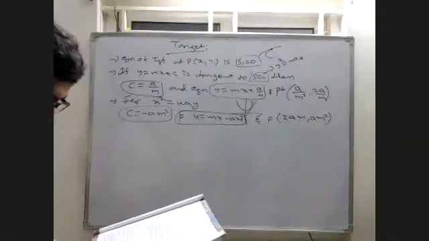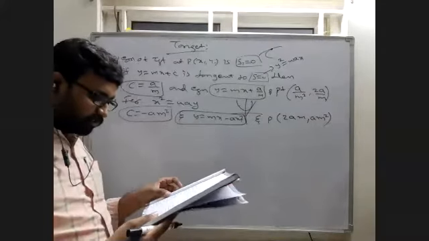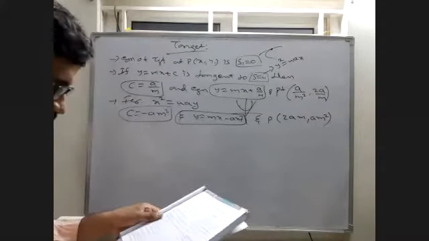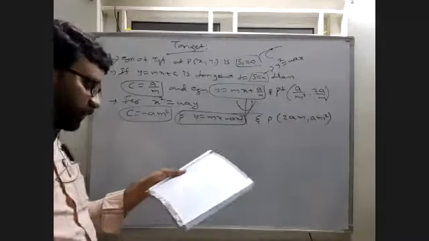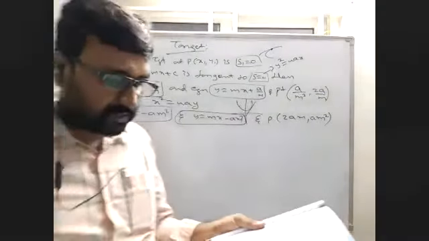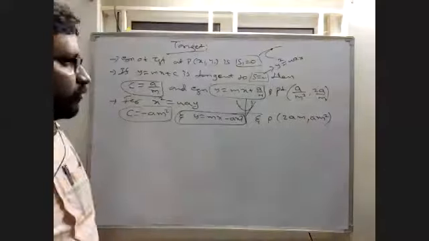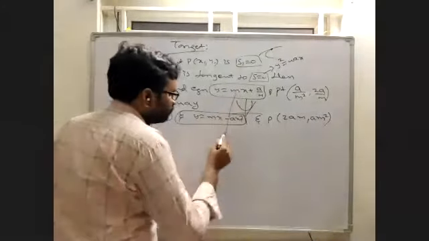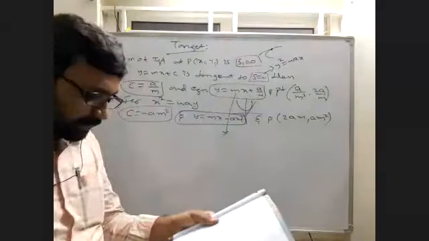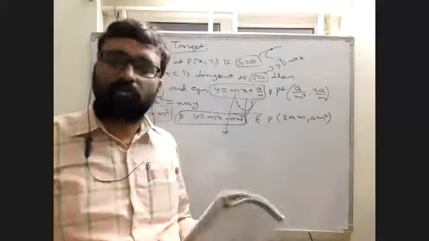Next, the equation of the tangent to the parabola with slope m. The equation of the tangent to the parabola in slope form, or with slope m, is this same one: y equal to mx plus a by m, where m is the slope.